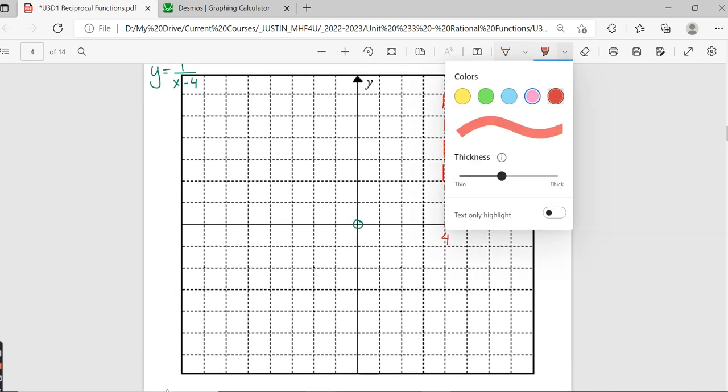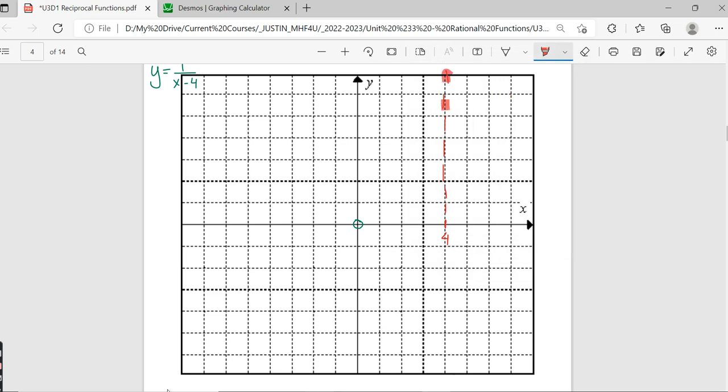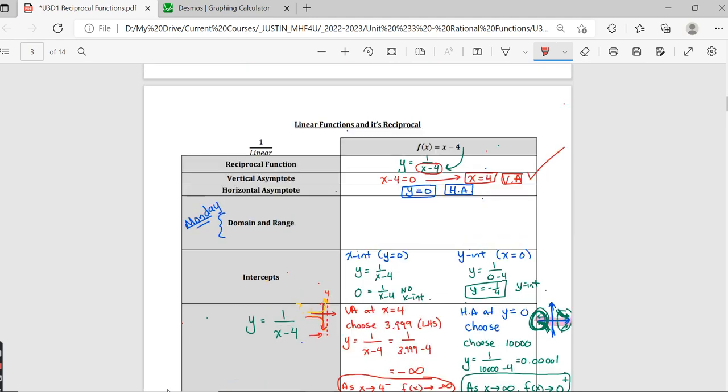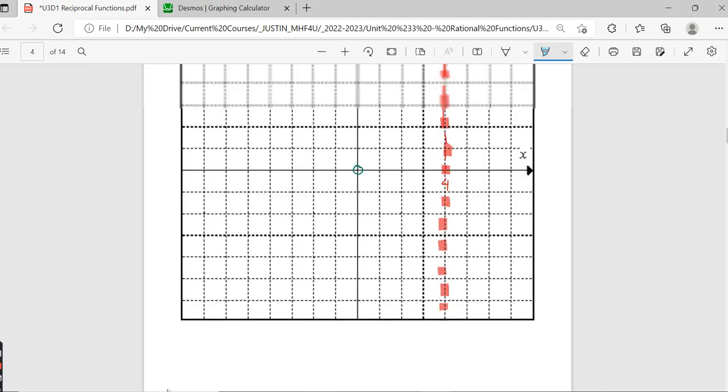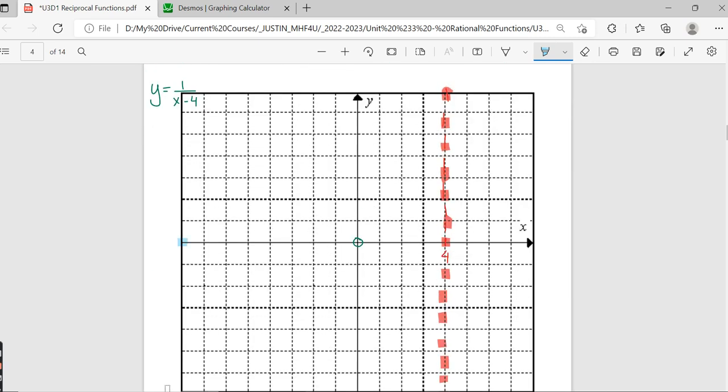In fact, I'm going to use a red highlighter so you can see it better. Meaning our graph will not cross this line. Now, there's also a horizontal asymptote at y equals 0. So that is right here on the x-axis. Okay, so there's our horizontal asymptote. Now, let's sketch the graph, and let's sketch the whole thing in purple.